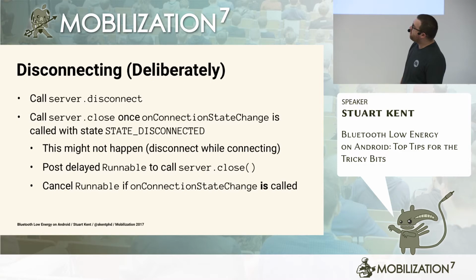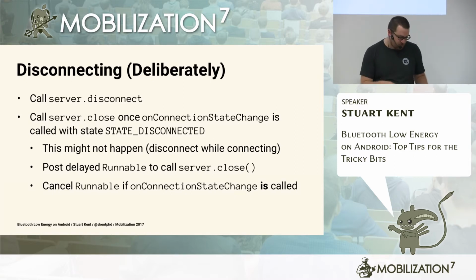And once servo.disconnect has finished doing its thing, what we will do is receive a callback to onConnectionStateChange with state disconnected as the state. And at that point, you should call servo.close. Now, I don't really understand the difference between disconnect and close.